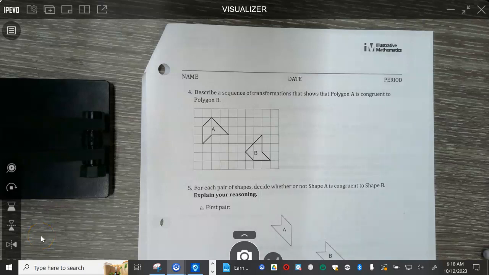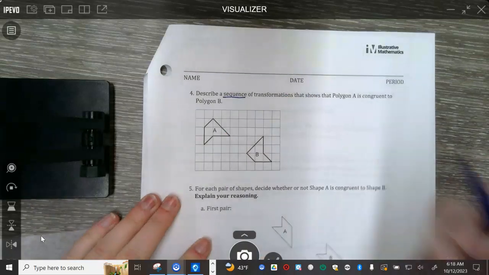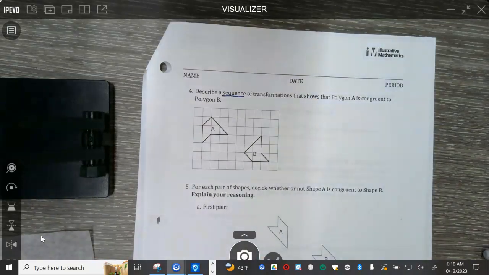All right, so we're going to start with number 4 on the end of Unit 1 test. Okay, this says describe a sequence of transformations that shows that polygon A is congruent to polygon B. So first thing, I see the word sequence. That means there's multiple transformations that happen.